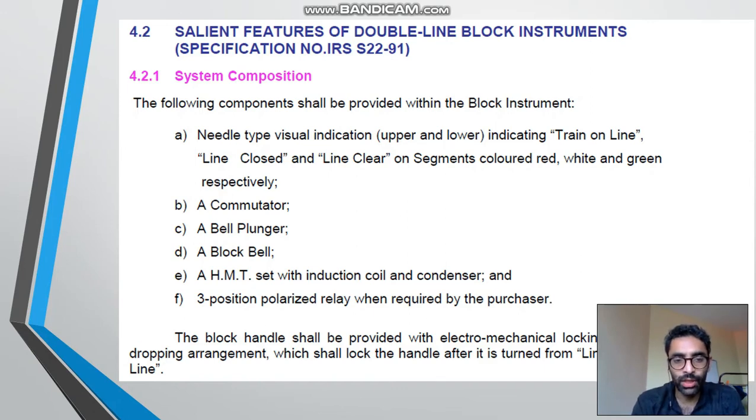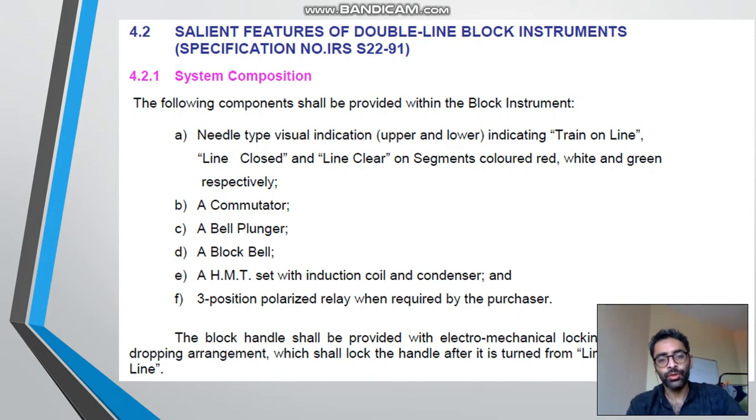The second component required is a commutator. Third one is a bell plunger. Fourth one is a block bell. Fifth one is an HMT set with induction coil and condenser. And last but not the least, the three position polarized relay when required by the purchaser.